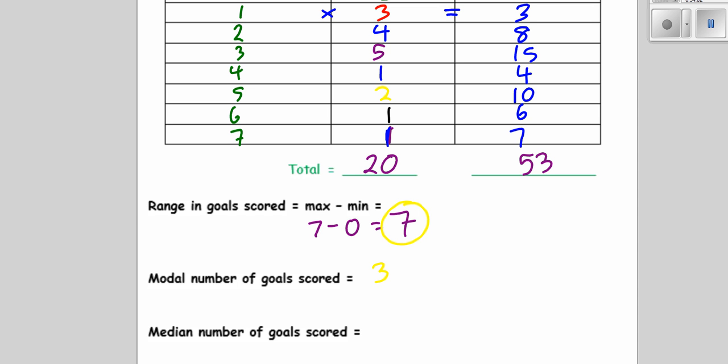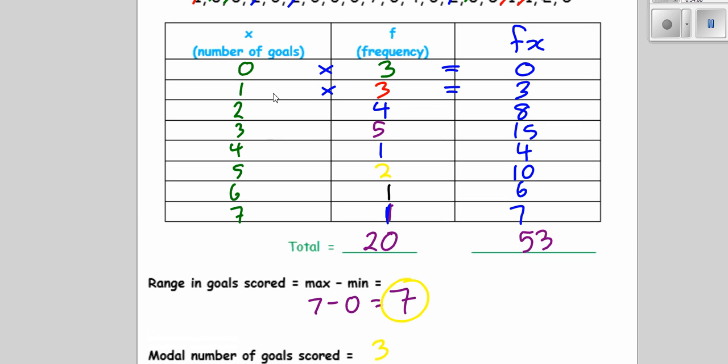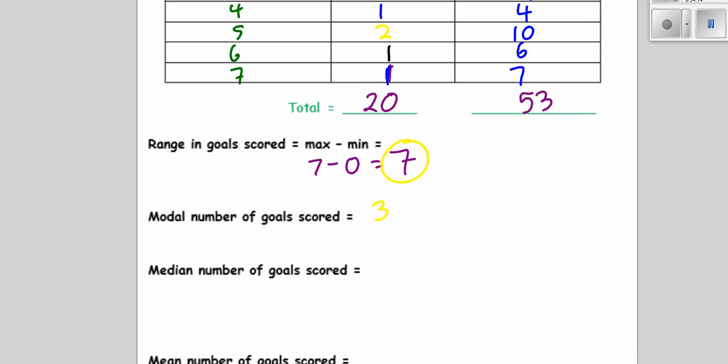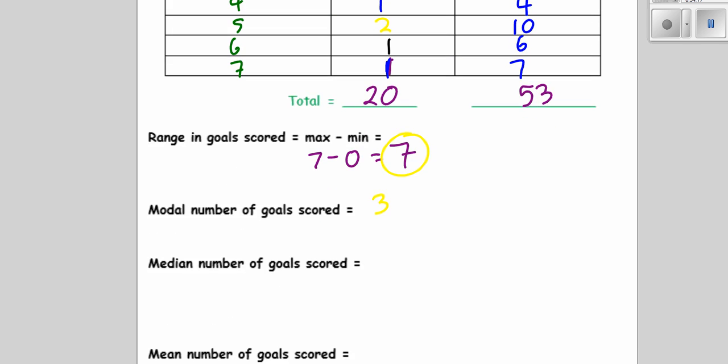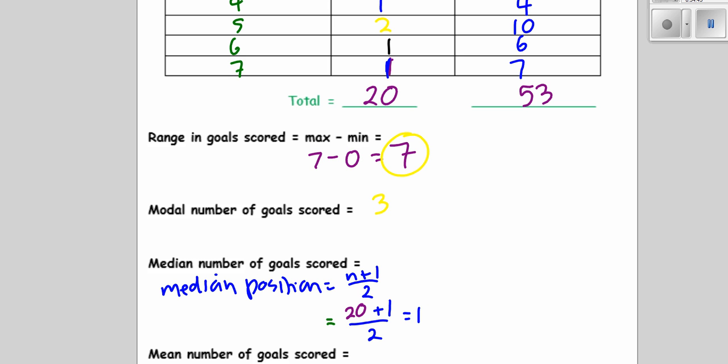So remember the median, when it's these awkward tables, you don't just count to the middle, because there's 5 threes and there's 4 twos. Remember the little formula to find the median position? N plus 1 over 2. What's the N? How many numbers you've got in total. Our total frequency was 20. So 20 plus 1 over 2 means it's in the 10.5th position.